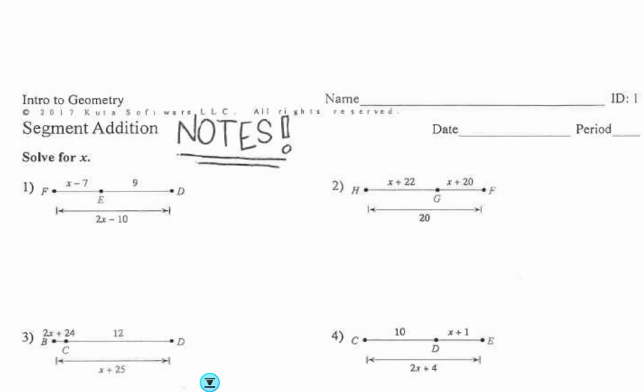Now, just a heads up, your grade today will come from both your notes and the practice assignment on the back. So I will be grading the front and the back. So you need to make sure you have everything that I'm writing down and all your work shown as well.